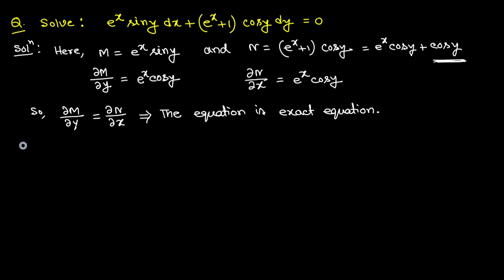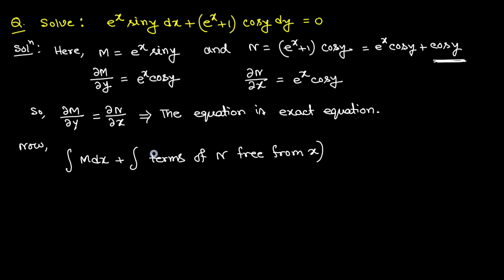So now the formula is integration m dx plus integration terms of n free from x into dy, this is equals to c. C is integrating constant. Okay, so integration m dx, m means e to the power x sin y dx, plus integration terms of n free from x. Okay, what is n? This is our n, e to the power x plus 1 cos y.